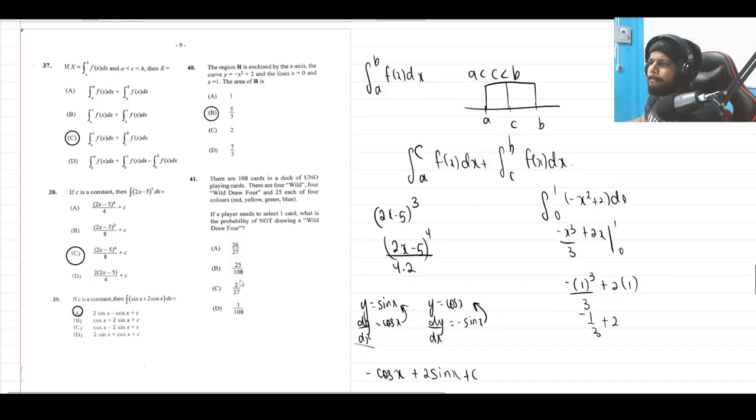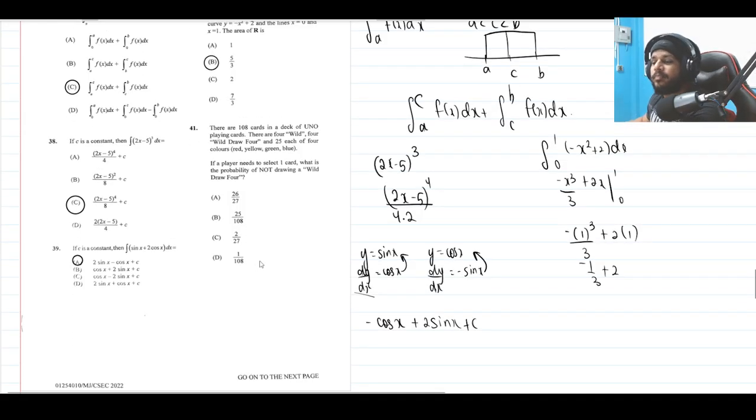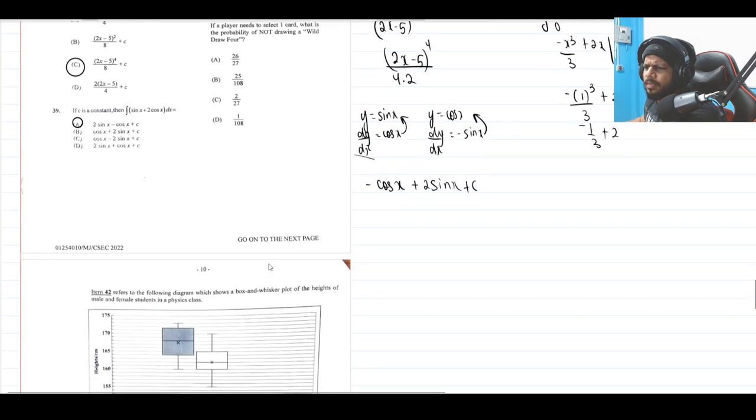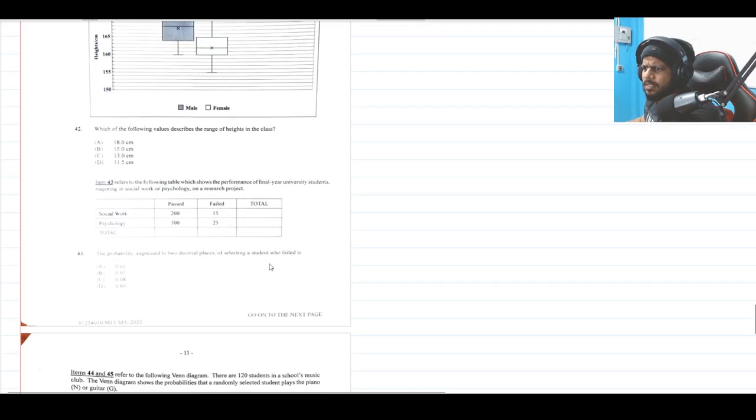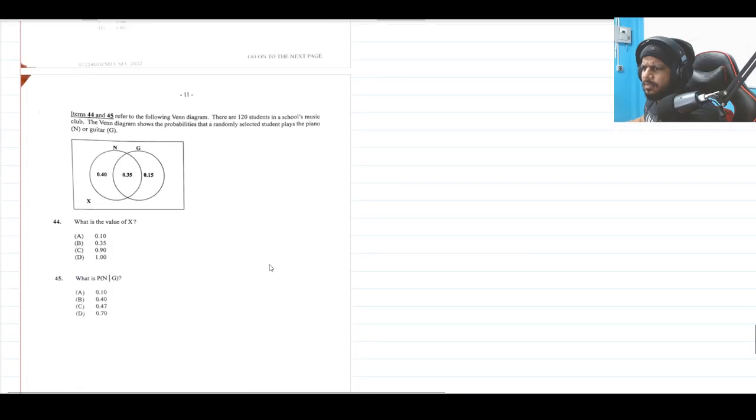My bad. A new question to bring probability into the mix, to bring in statistics for the rest. Alright, cool.